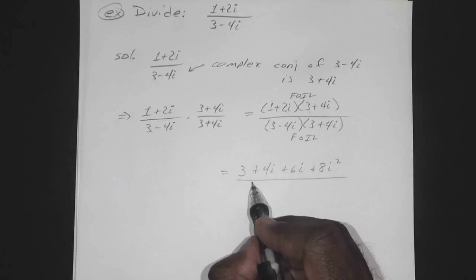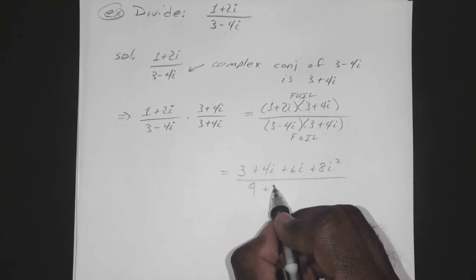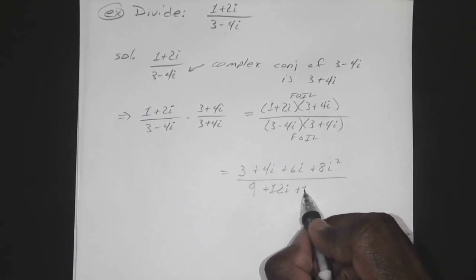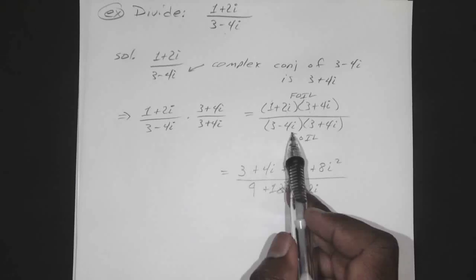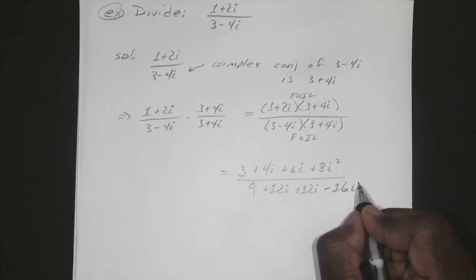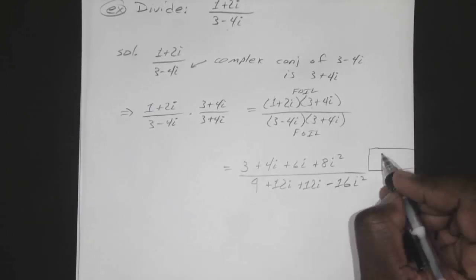Over, you have 9. Your outer is 12i. Your inner is 12i. And your last is negative 16i squared. Of course, we know that i squared is negative 1.